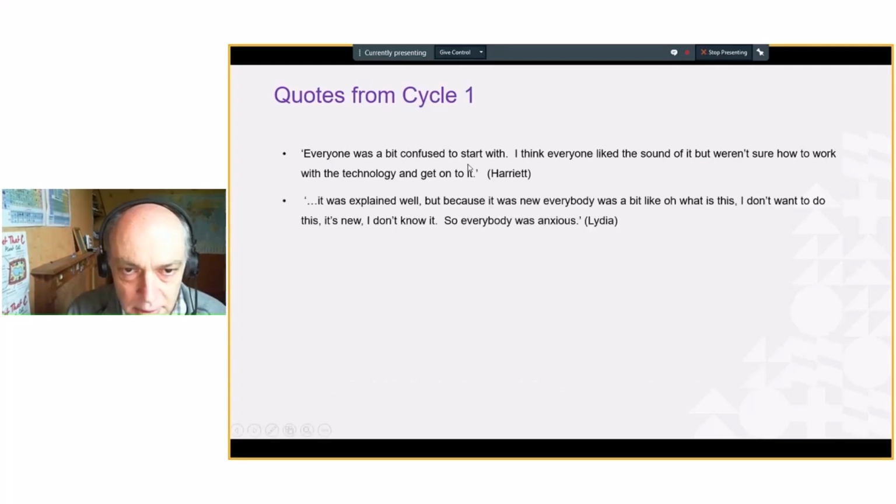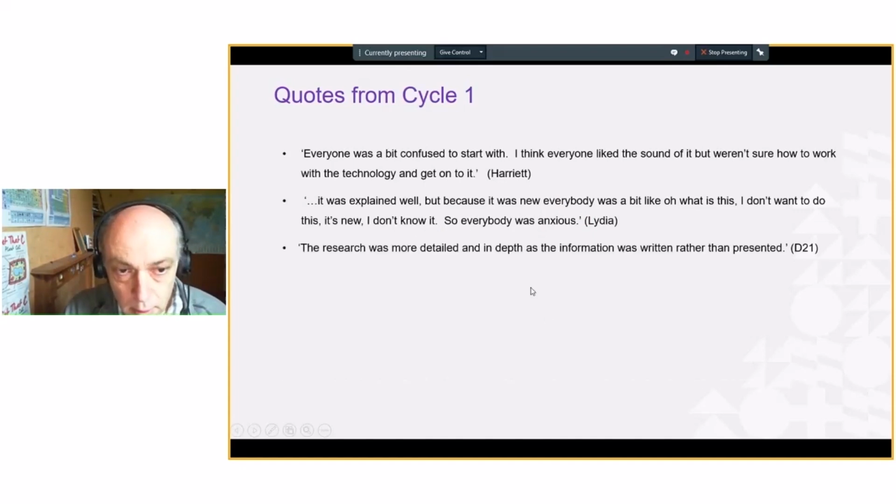It's quite a familiar pattern of a student experience. They were quite confused when we introduced it at first. One student said it was explained well, but because it was new, everyone was a bit like, oh, what's this? I don't want to do this. It's new. I don't know it. So everybody was anxious. There was quite a lot of anxiety in the student group that I wasn't really aware of at that time.